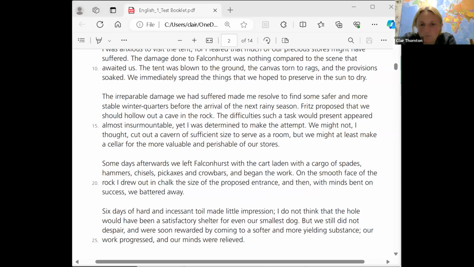Okay, so does he think it would be easy to repair the damage? Unlikely. Okay. If we don't know what the word irreparable means, let's think about what we could look at. The irreparable damage we had suffered made me resolve to find some safer and more stable winter quarters. Now, if it was something that was easy to fix, you wouldn't be looking for somewhere else to live. Okay, so that probably isn't going to work, and it wouldn't be easy to repair the damage.